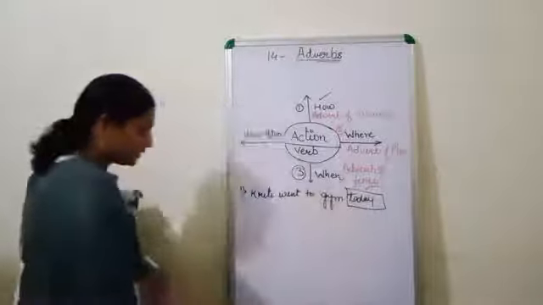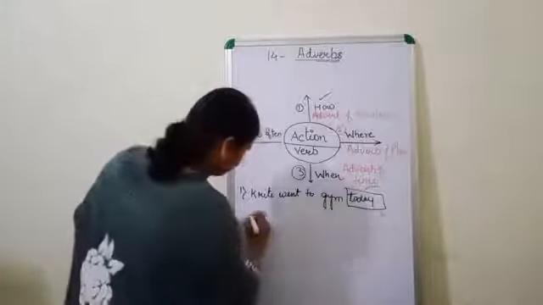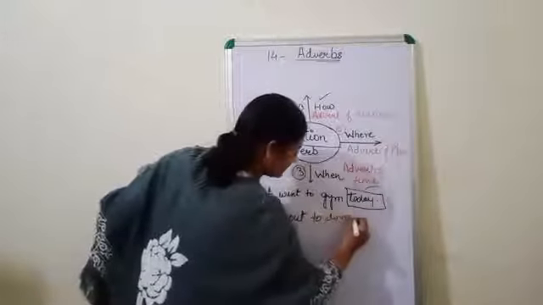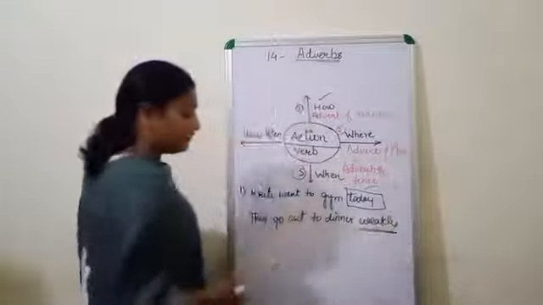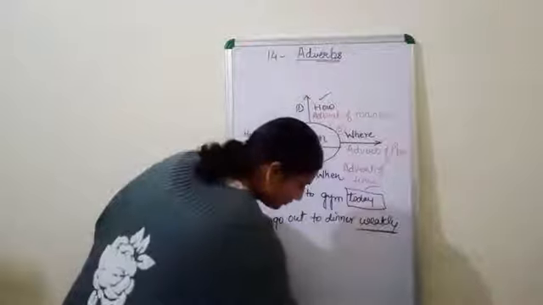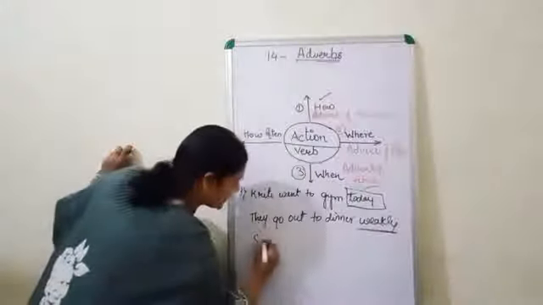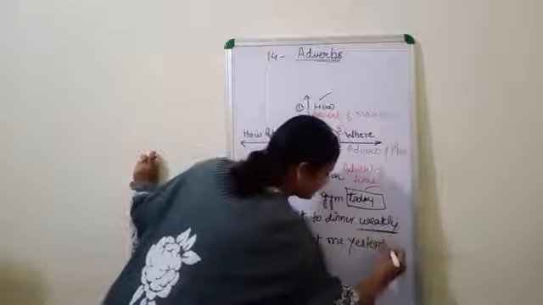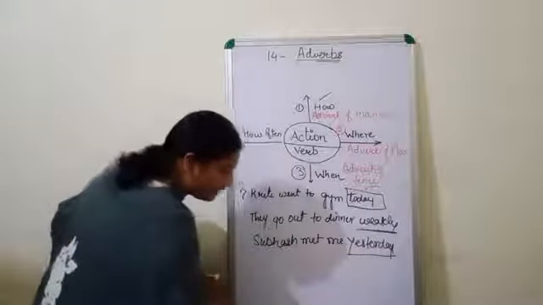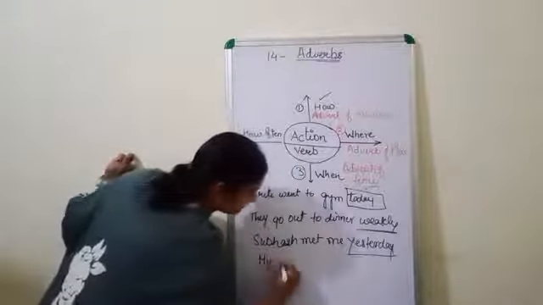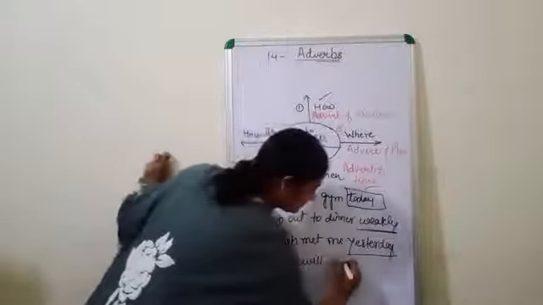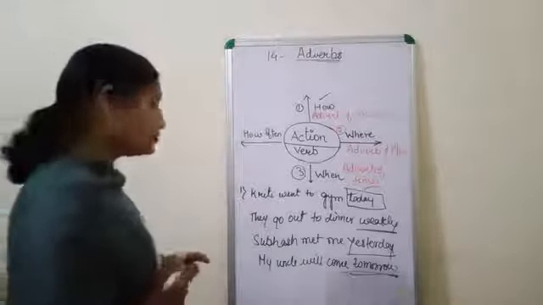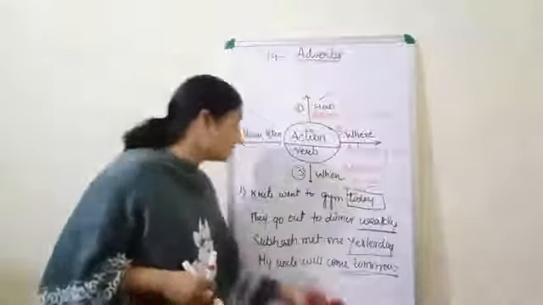See one more example. They go out to dinner weekly. Adverb of time. One more. Subhash met me yesterday. Yesterday. One more. My uncle will come tomorrow. It means at all these places I am showing you the time, and that's why this is called adverb of time.